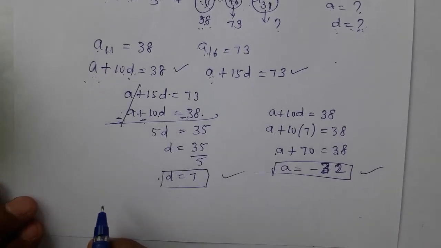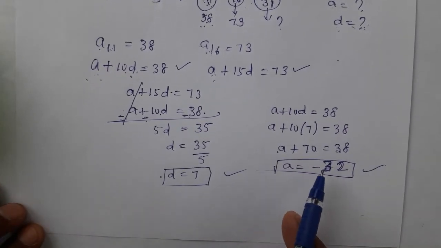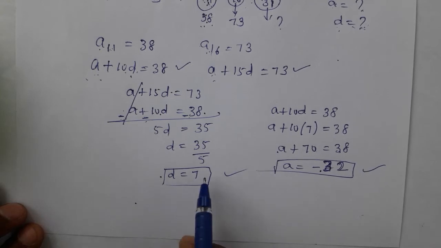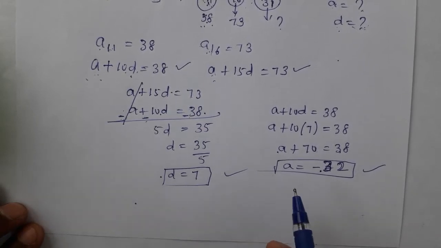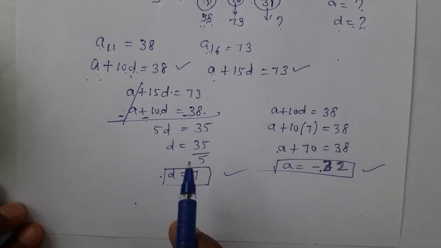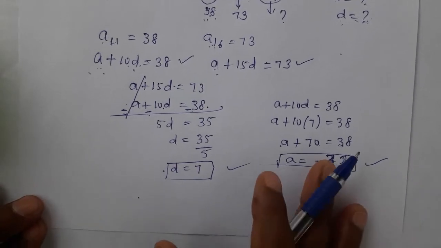If you want to write the AP, we can write. Very simple. How to write the AP? First write minus 32, then add 7, 7, 7, 7. You keep on adding. First write minus 32. For minus 32 add 7, we'll get the second term. Again add 7, we'll get the third term. Like that. So to get the difference we subtract. To get the next term always we add.